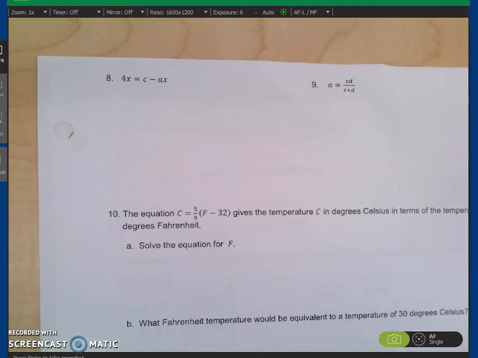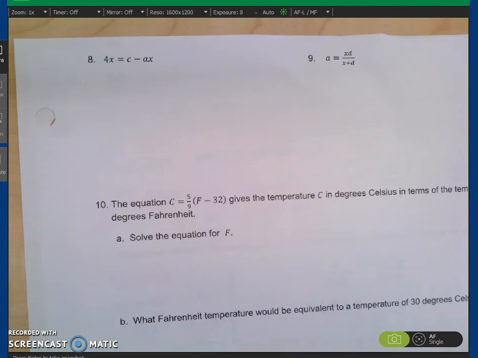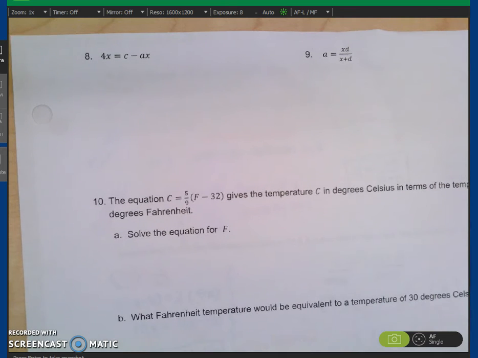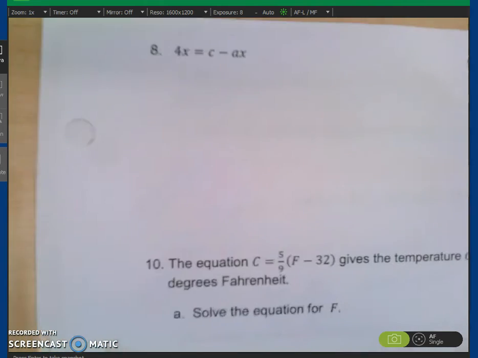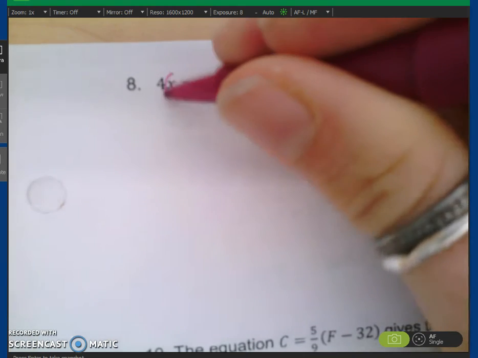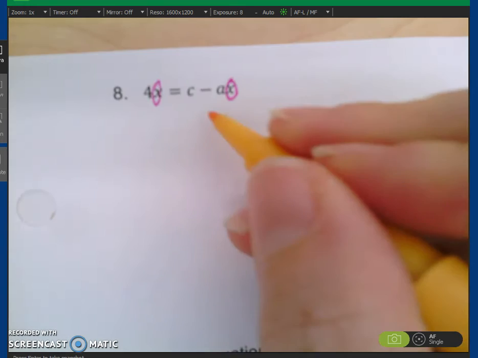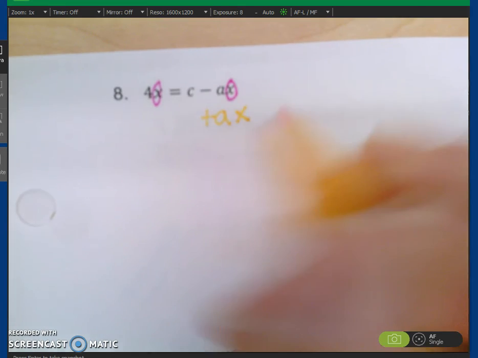Looking at number 8 and number 9 together, when I'm solving, I need to remember which value am I solving for. Oh, that's right, I'm solving for x. Notice I have x on both sides of my equation, so I need to bring them to the same side. I'm going to add ax to both sides.